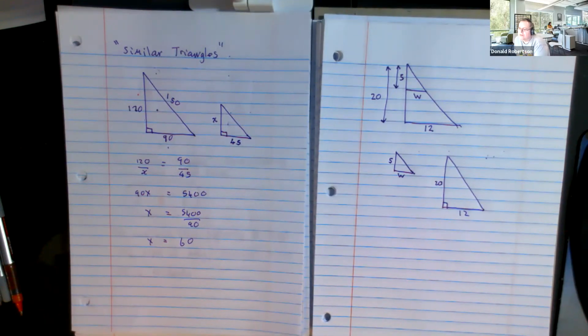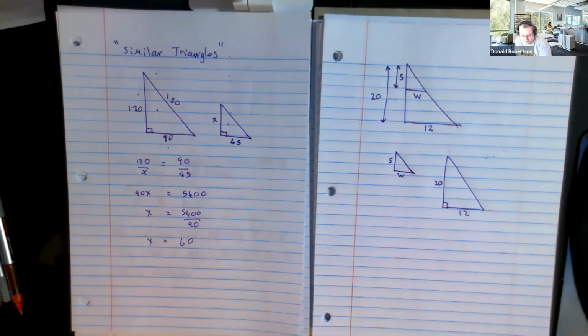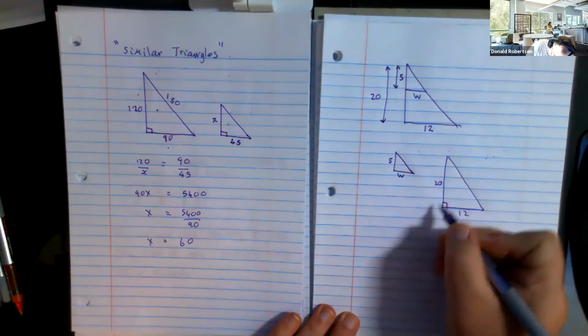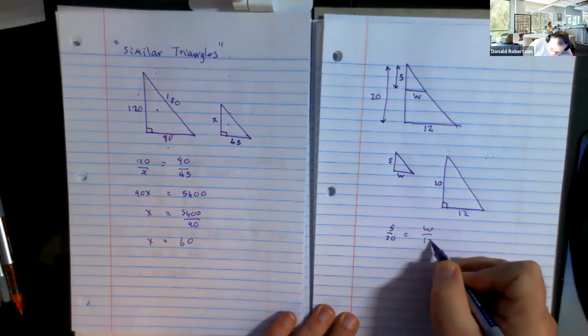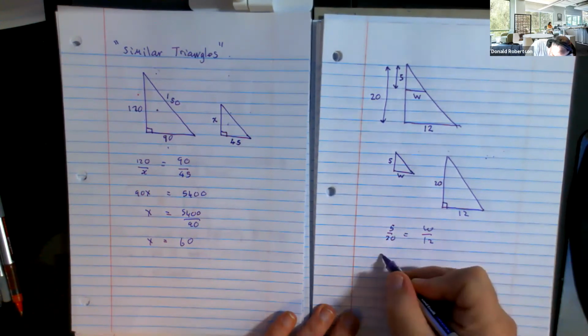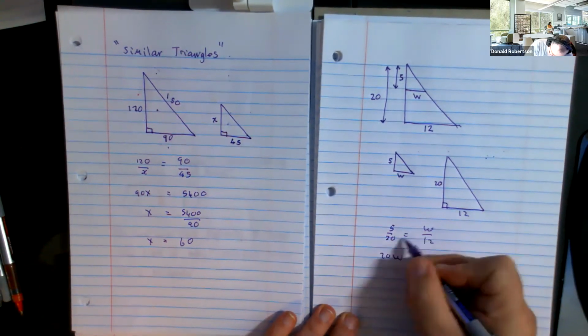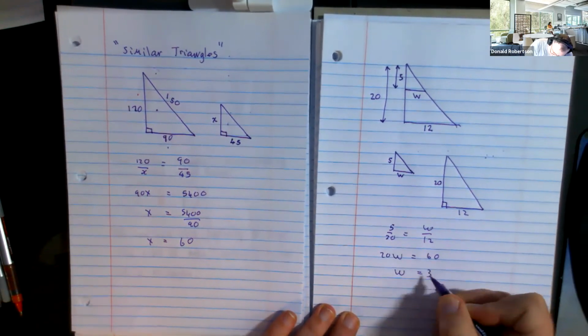So far, so good. Now, these two triangles are similar, right? The math tells me, or the shape tells me that I'm allowed to do this. So how about 5 over 20 equals w over 12? You probably could tell what the answer is going to be, but here we go. Cross multiply, 20w is 60, and w would be 3.